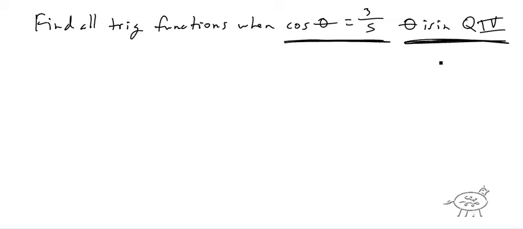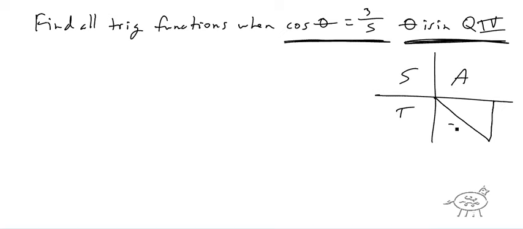All right, so make a quick sketch here. We're in quadrant 4. And you know that, so we're going to write all students take calculus. So cosine is positive, everything else is negative in that quadrant. All right. You know cosine is x over r. So cosine of theta equals x over r. So x is 3, r is 5.